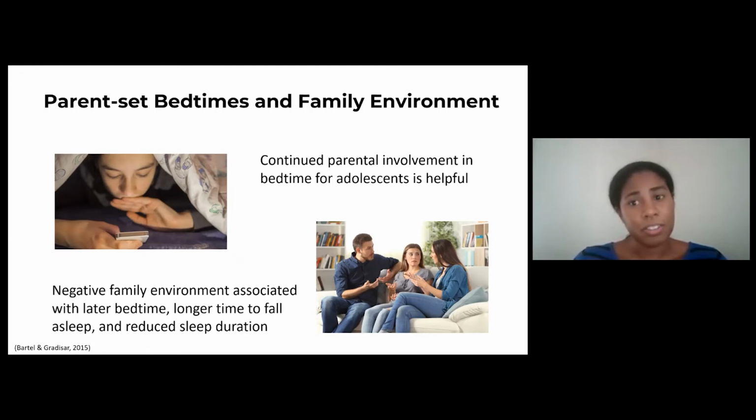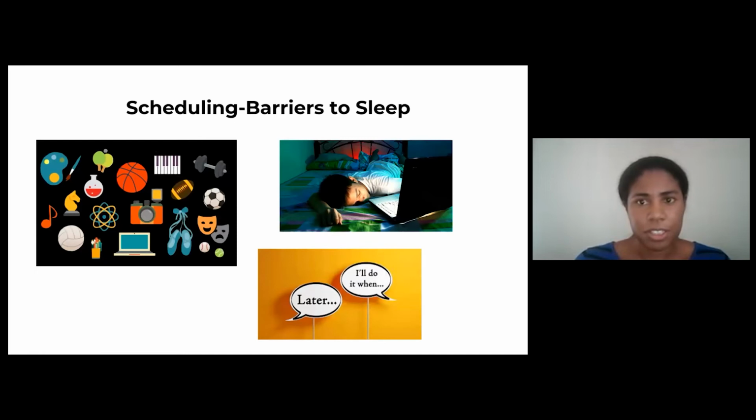And another thing to think about is the family environment too. A negative family environment, and this is from meta-analysis, is associated with later bedtime, longer time to fall asleep, and reduced sleep duration as well. So those are just some other things to think about.